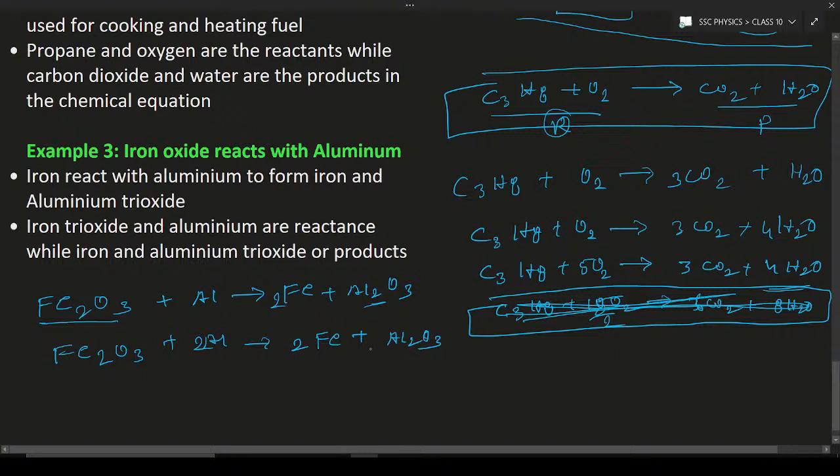Check whether all atoms are the same or not. Fe2O3 plus 2Al gives 2Fe plus Al2O3. If you count the number of atoms, all are equal. 2 aluminiums, 2 aluminiums. How many oxygens? 3 oxygens, here also 3 oxygens. How many iron atoms? 2 iron atoms, 2 iron atoms. The aluminium we have also discussed. This way we can balance the chemical equation.